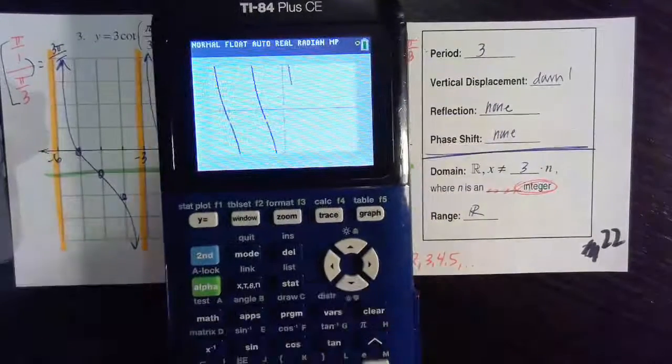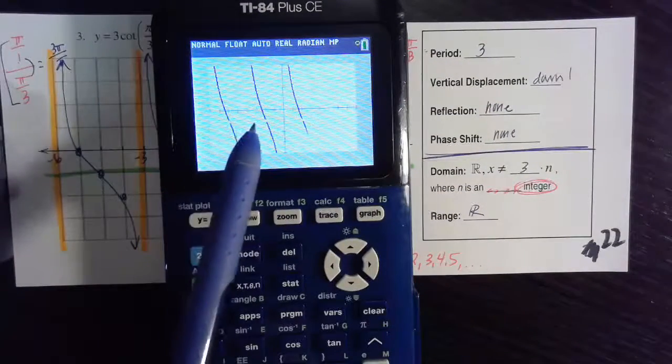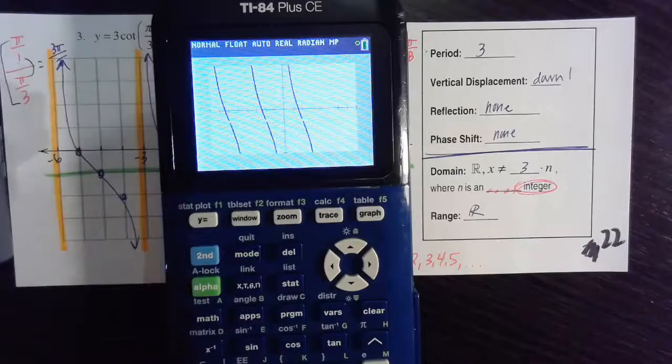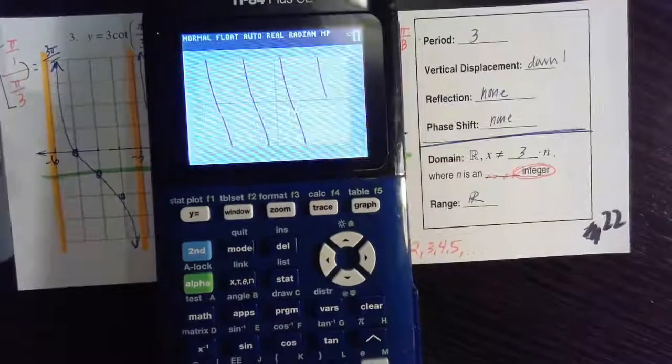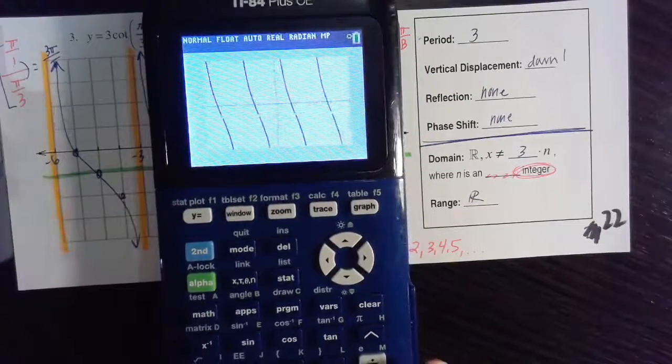See how there's that little break in the graph? It's showing you a break where the tangent value is undefined. And it should be where that line goes through.